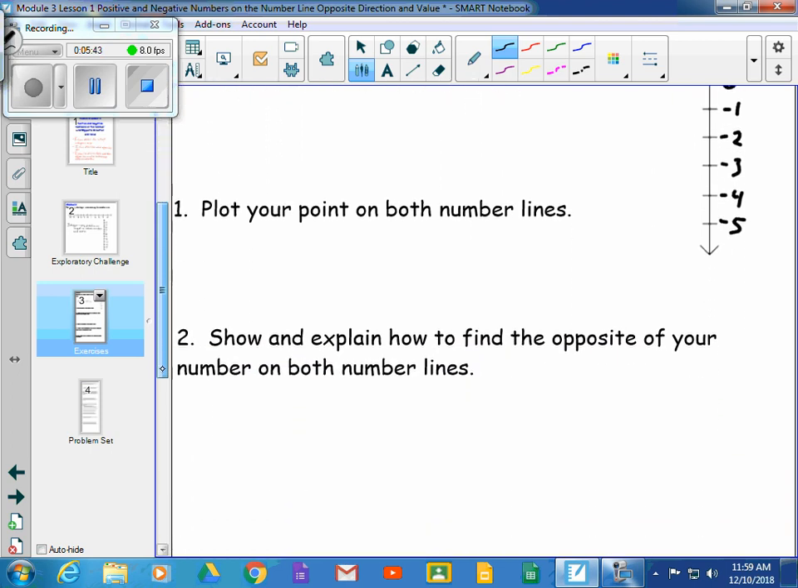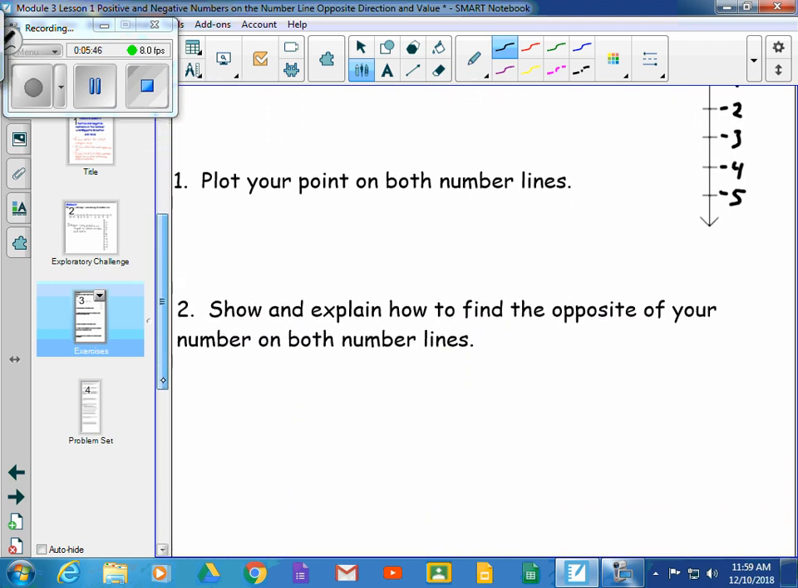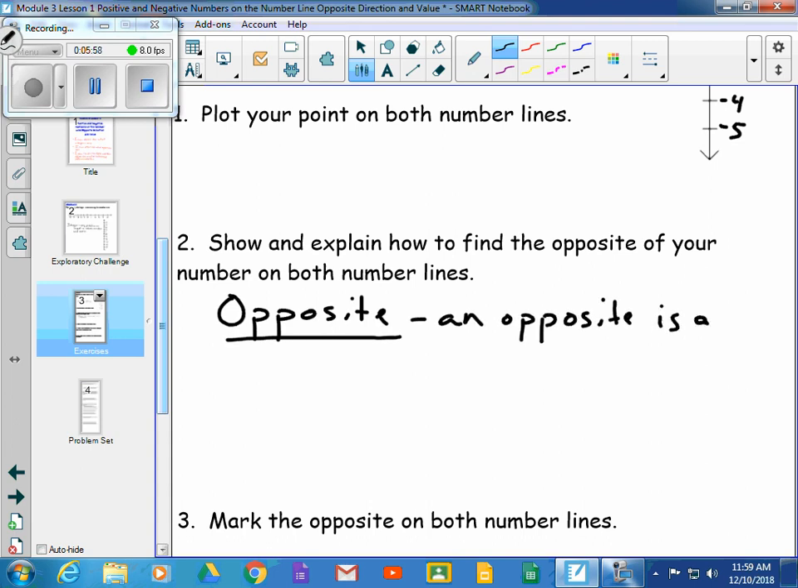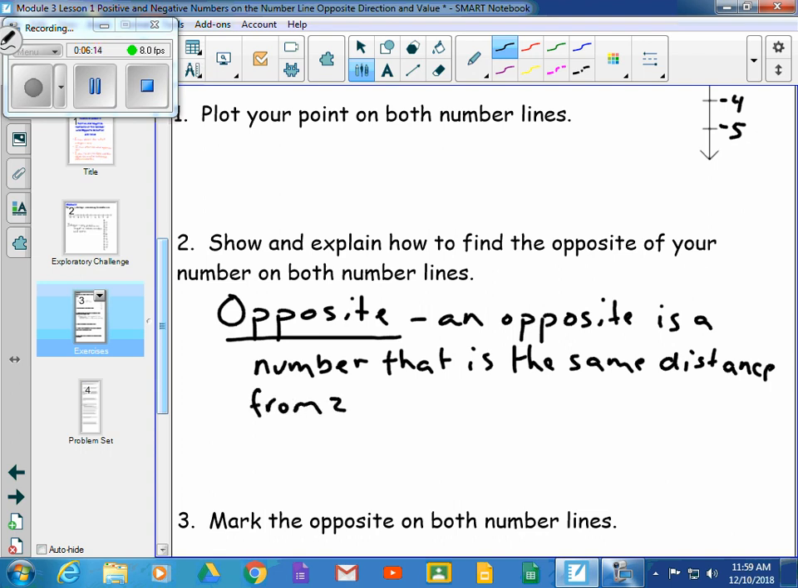Now number 2 asks us to show and explain how to find the opposite of your number on both number lines. Opposite is a term that we need to know. An opposite is a number that is the same number of spaces, the same distance from 0 on a number line in the opposite direction.